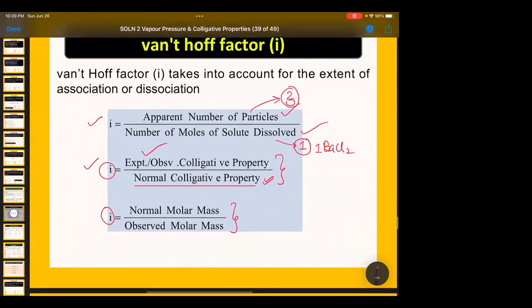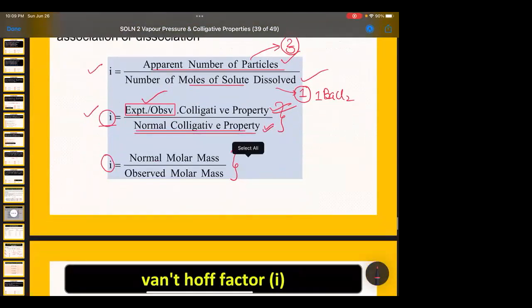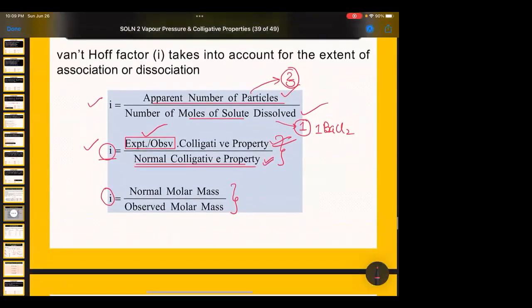So if the molar masses are given, then you need to calculate the i value, the van't Hoff factor, by this, normal molar mass. So i is directly proportional to the number of particles: the actual number of particles after association and dissociation, divided by the original number of solute particles which you put into the solution. And i is directly proportional to the colligative property: the experimentally observed colligative property, the real value, divided by the original colligative property which you calculated without assuming any association or dissociation.